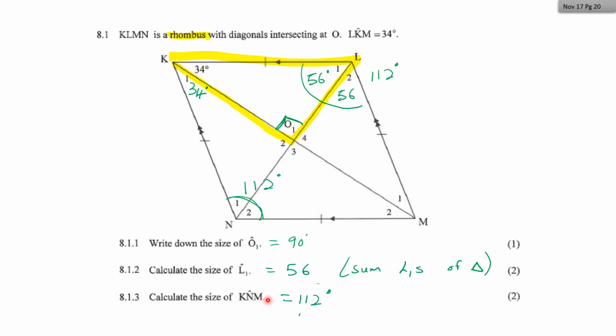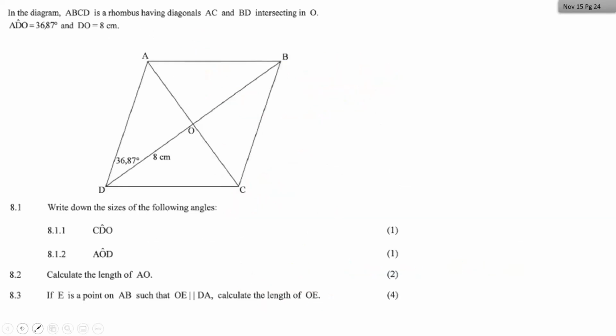To find KNM, we know the opposite angles of a rhombus are equal. So if L1 is 56, L2 will be 56. Diagonals of a rhombus bisect the interior angles, giving us a total of 112, which is equal to angle N. We go on to the next question.